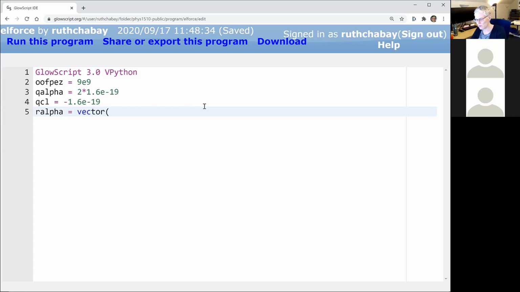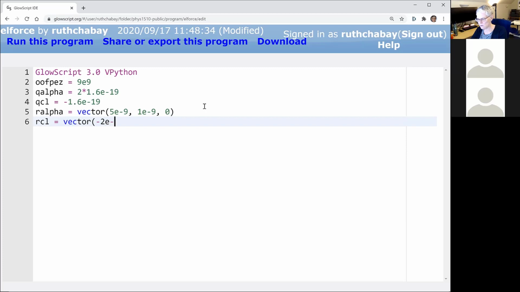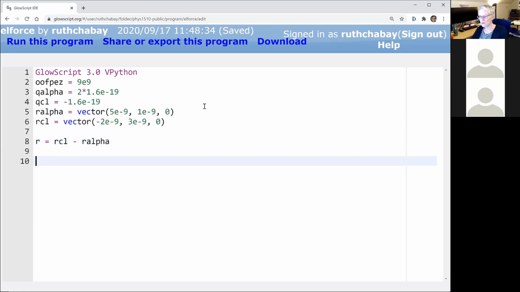So the location of the alpha particle we decided was (5 times 10 to the minus 9, 1 times 10 to the minus 9, 0) meters. And the position of the chloride ion is a vector (-2 times 10 to the minus 9, 3 times 10 to the minus 9, 0) meters. And now we're ready to go. So R is equal to, we want the force on the chloride ion, so that's R chloride minus R alpha. And now we can actually just put it together.